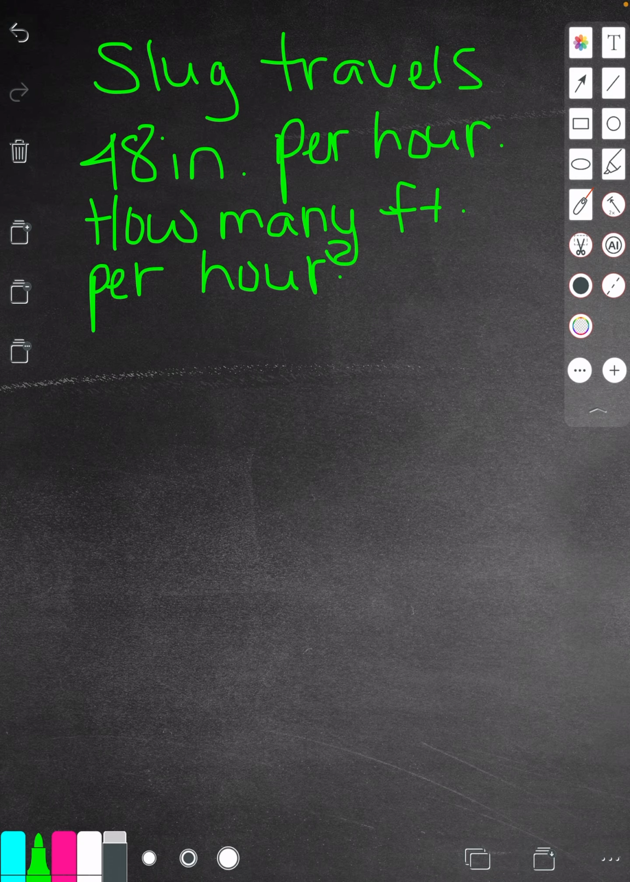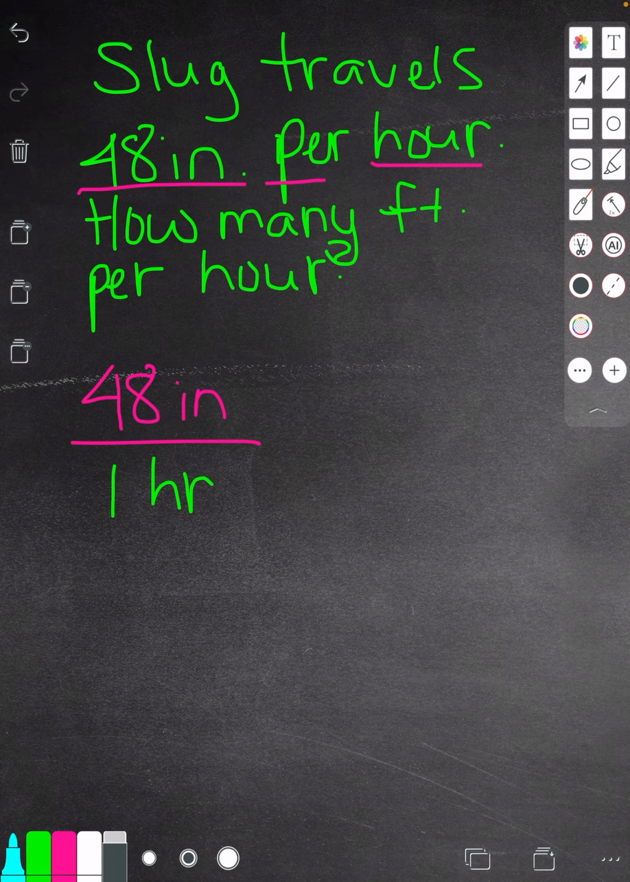All right, so same thing as before. We're looking for whatever rate we've been given, and it says 48 inches per hour. So I can set that up as a rate: 48 inches per 1 hour. All right. So now, what am I looking for? What's my final goal here? We need to know how many feet per hour he goes. We want feet per 1 hour.